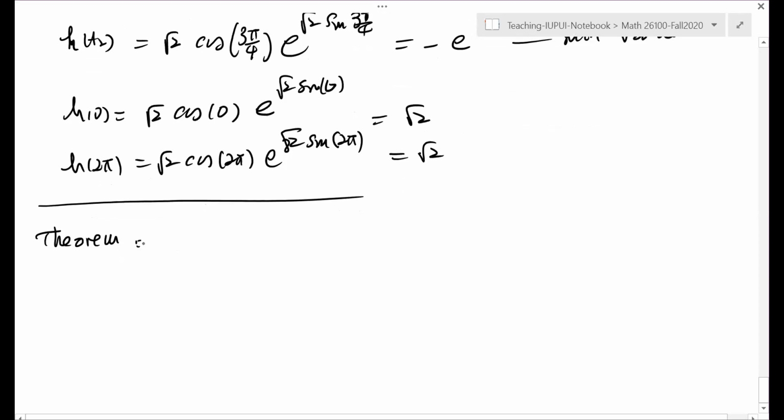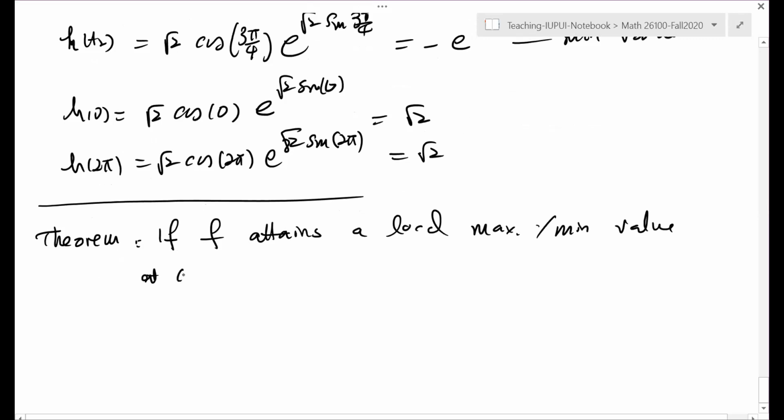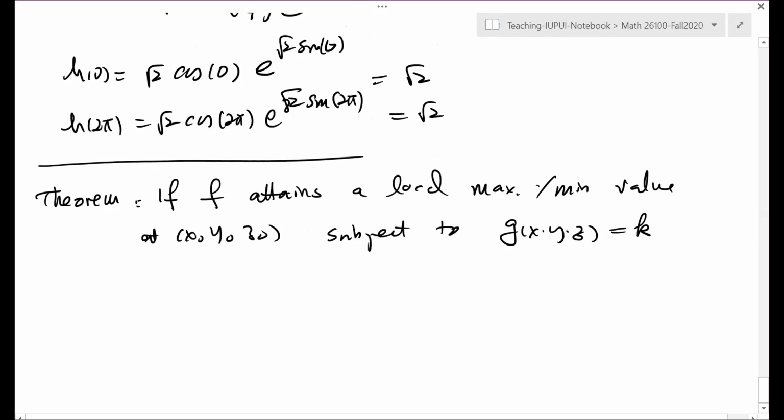So if f attains a local maximum or minimum value at a point, and this function is subject to a constraint, then you have two equations.